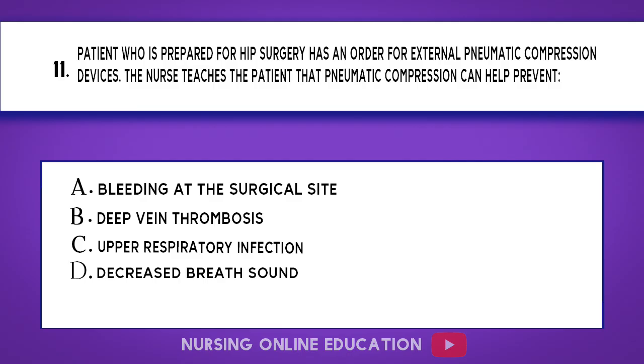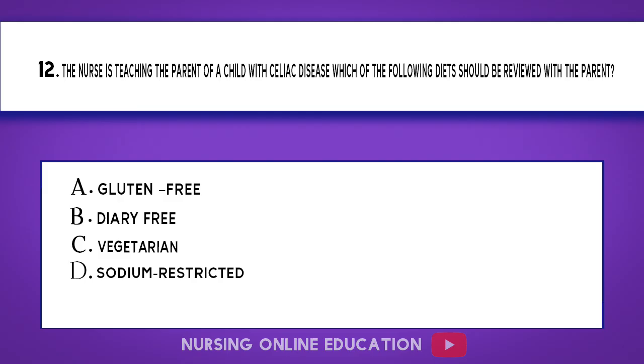11. A patient who is prepared for hip surgery has an order for external pneumatic compression devices. The nurse teaches the patient that pneumatic compression can help prevent A. Bleeding at the surgical site. B. Deep vein thrombosis. C. Upper respiratory infection. D. Decreased breath sounds. The answer is option B. Deep vein thrombosis.